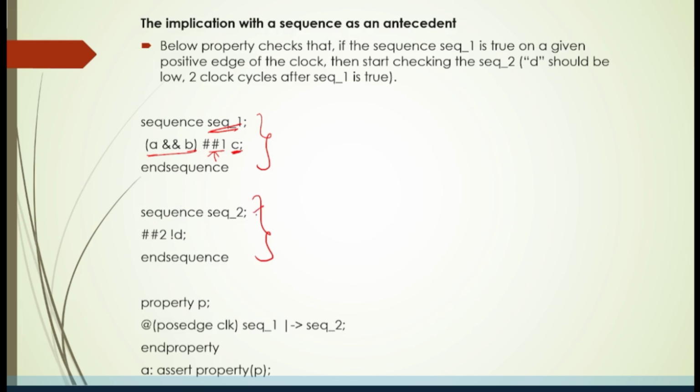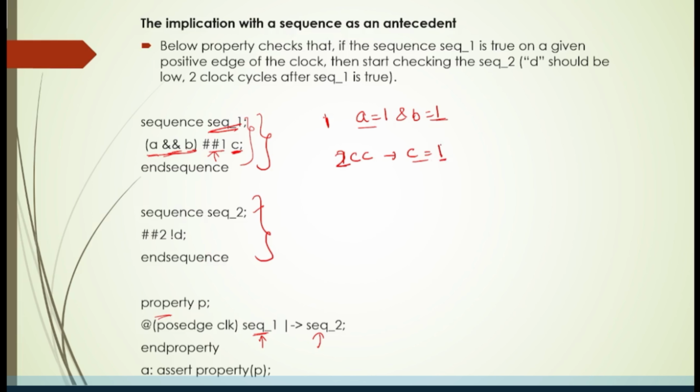Then within sequence 2, what I am writing is based on the property. According to the property, first sequence 1 should happen, then sequence 2 should happen. That means A and B should both be 1. After A and B are high, then only C should be high. That means after A and B are both high, after one clock cycle C should be high. So if it is at one clock cycle, then after 1 plus 1, 2 clock cycles, C should be high. So this is the condition.